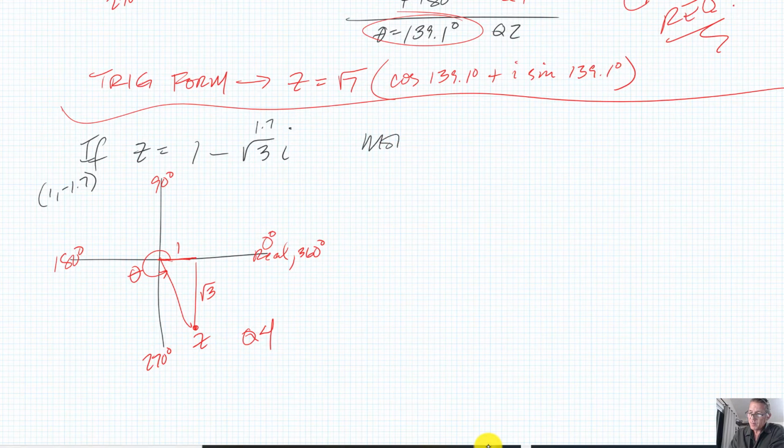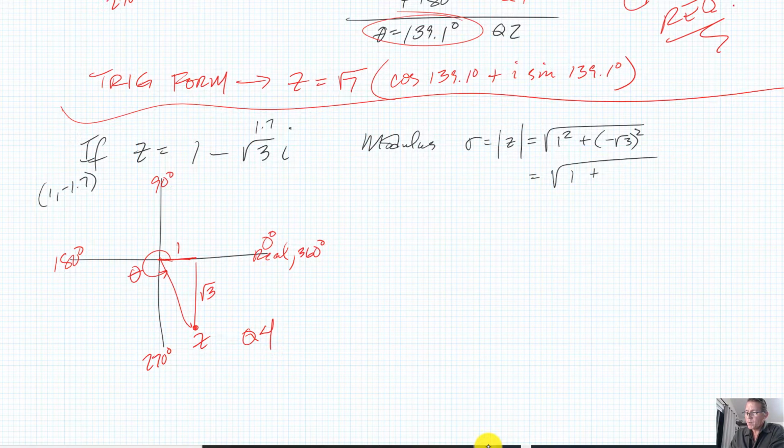So first, the modulus. r, or the absolute value of z, is equal to the square root of 1 squared plus negative root 3 squared. Okay, and that's going to be 1 plus 3. The square of a negative is positive, and the square of root 3 is 3. So r is equal to root 4, which means r is 2. So this is 2. And this right here is a famous triangle. This is the 30, 60, 90. So this angle here is 60 degrees, and this is 30 degrees. This is your famous 30, 60, 90 triangle.